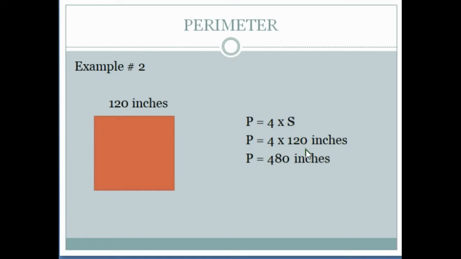Then, multiply it by 4. 120 times 4 is 480. Then, yung unit na gagamitin nyo is same lang nung gagamitin or yung binigay na measurement, unit ng measurement doon sa square or doon sa given square.